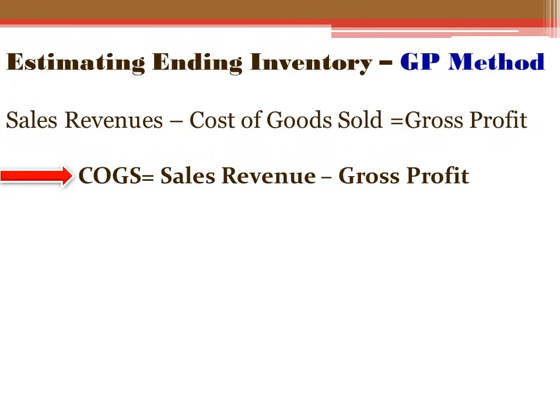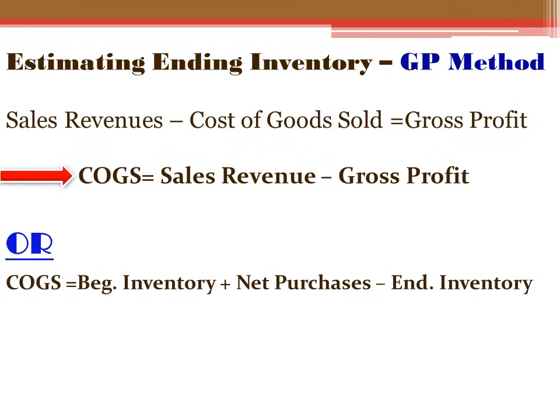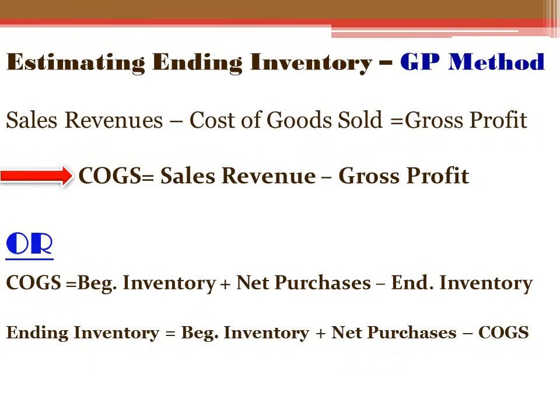Cost of goods sold could also be calculated by another method. We know that our beginning inventory plus our net purchases minus ending inventory is also equal to cost of goods sold. Remember that the exercise here is to estimate the value of the ending inventory. So in math, we have something that we refer to as making something the subject of the formula. Since we want to find ending inventory, we have to make ending inventory the subject of this formula, which says cost of goods sold is equal to beginning inventory plus our net purchases minus the ending inventory. This means, therefore, that my ending inventory must be equal to my beginning inventory plus my purchases minus my cost of goods sold.